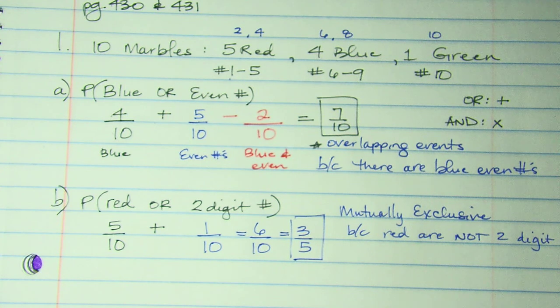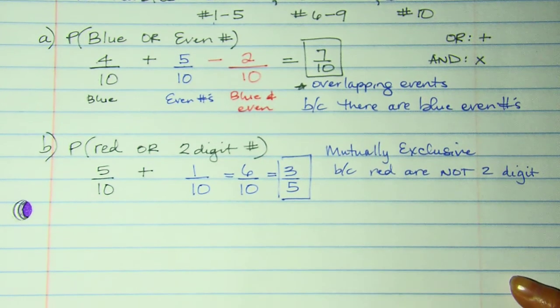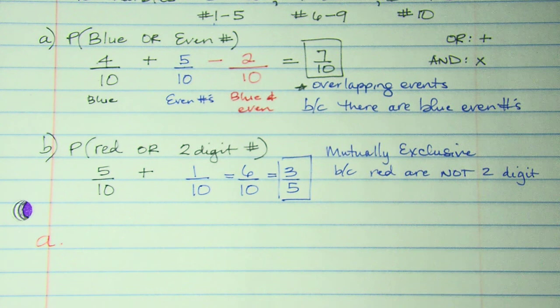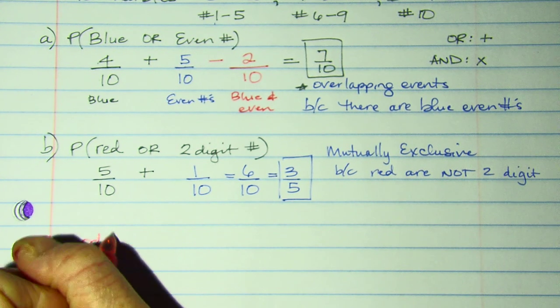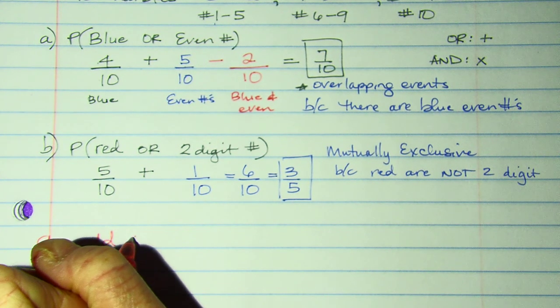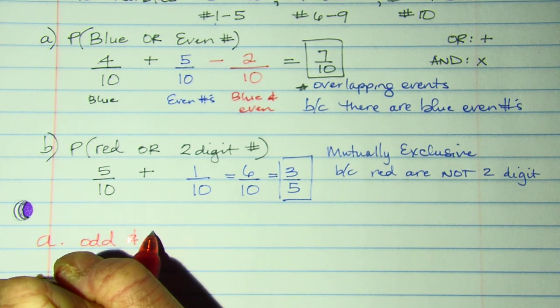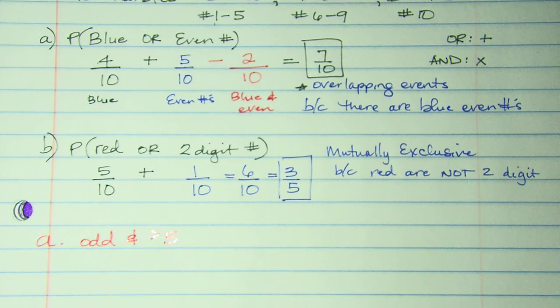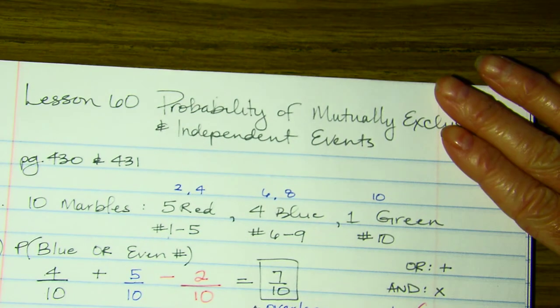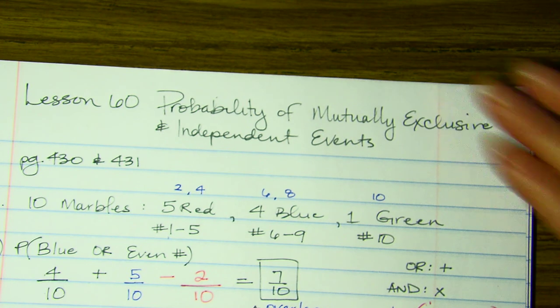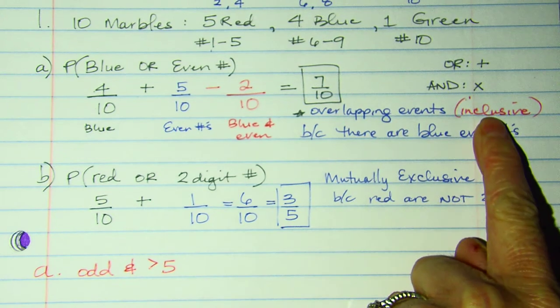All right, so let's jump into our lesson practice starting on page 430, and I'm going to start with part A. And part A asks us, a number cube is rolled once. Are the events that the number rolled is odd, and the number rolled is greater than 5, inclusive or mutually exclusive? So another word for overlapping is inclusive. And think of inclusive as like it's included in both events.